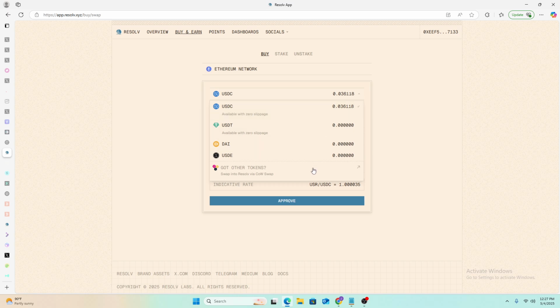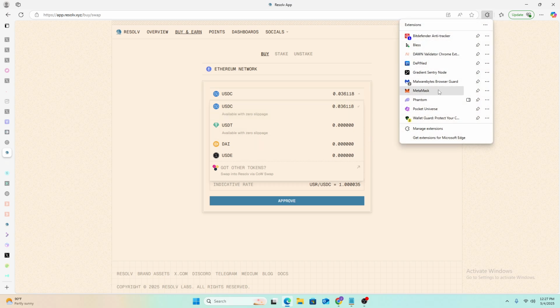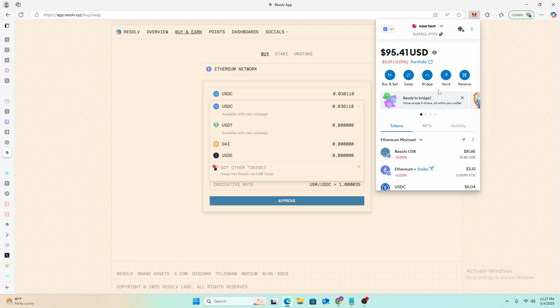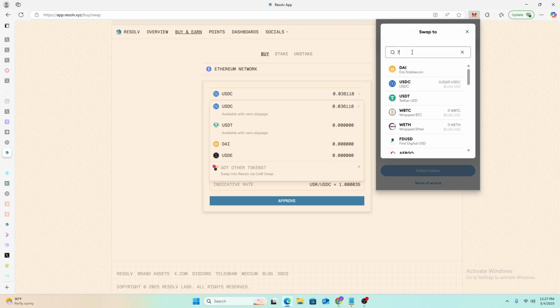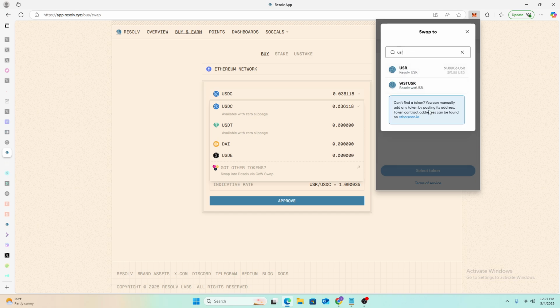Now, if you don't have any stable coin, and say you have ETH, for example, you can already swap your ETH directly for USR using, say, MetaMask. It's a popular token. So if you type USR here, whether here or on Uniswap, PancakeSwap, or CowSwap, you will find USR. It's also on CowSwap here.